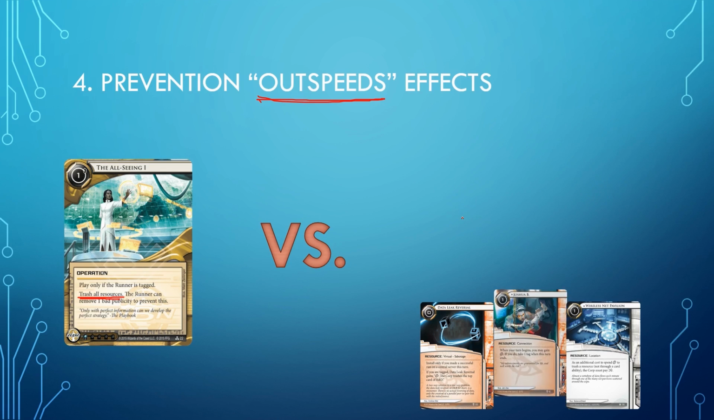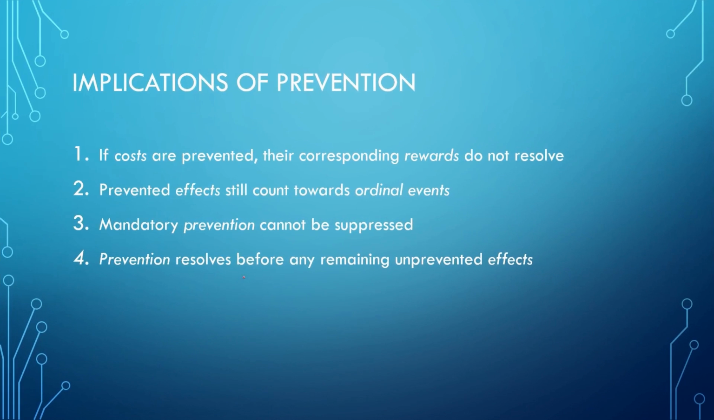So this happens, and the runner is still left with their Data Link and Wireless Net Pavilion because Fall Guys protected them. This is possible even though the All Seeing Eye was supposed to trash the Fall Guy. Because the Fall Guy outspeeds the All Seeing Eye, you can use prevention effects to save your other resources before the Fall Guys go down anyway. So yeah, this is a little nuance of prevention effects in that they outspeed the effect that they're trying to prevent. So that's about it for the 4 implications of prevention.